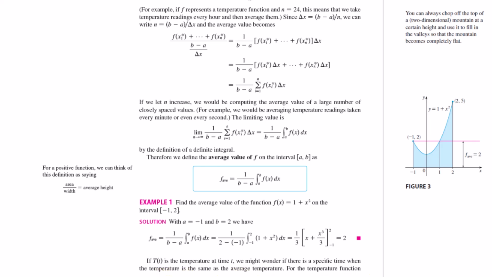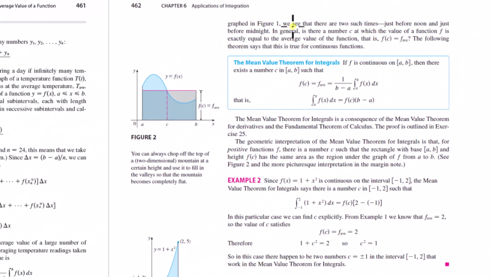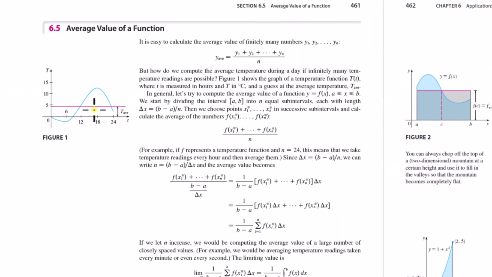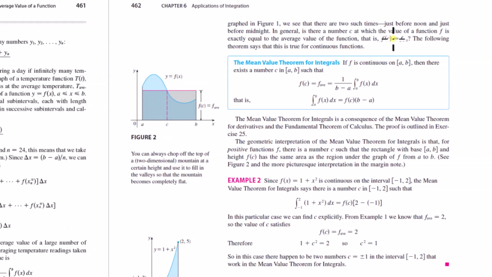For the temperature function graphed in figure 1, what we just looked at, we see that there are 2 such times, just before noon and just before midnight. Okay, so what they're saying is, here's the average temperature, this pink line, and there's 2 times where the function equals the average temperature. It says, in general, there is a number c at which the value of a function f is exactly equal to the average value of the function. That is, f of c is equal to f average. The following theorem says that this is true for continuous functions.